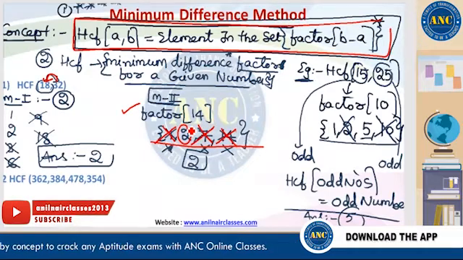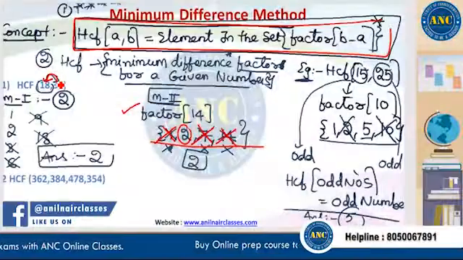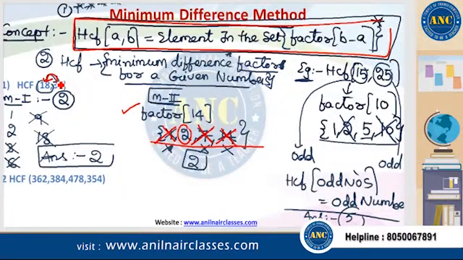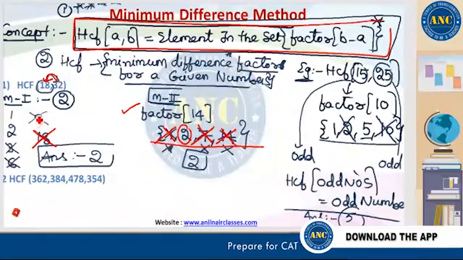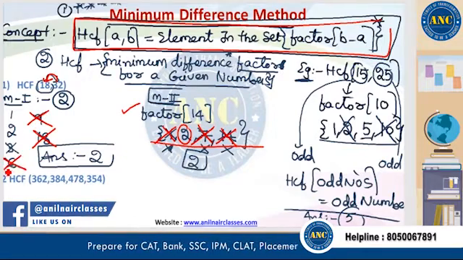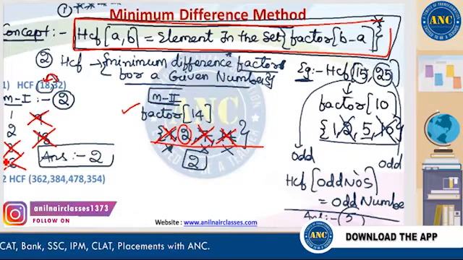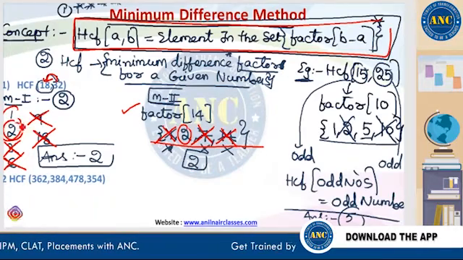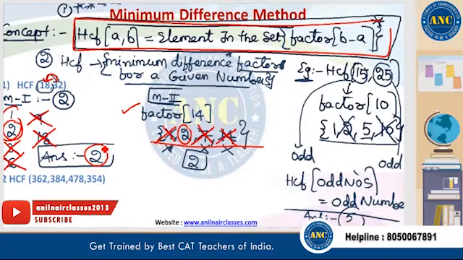If I use the traditional method, 18 does not divide 32, so take all the factors: 1, 2, 3, 6, 9, 18. 32 is not divisible by 18, not divisible by 9, not divisible by 6, not divisible by 3. So 1 and 2, the highest is 2. Obviously it will be 2 because the HCF of any two even numbers will be an even number.